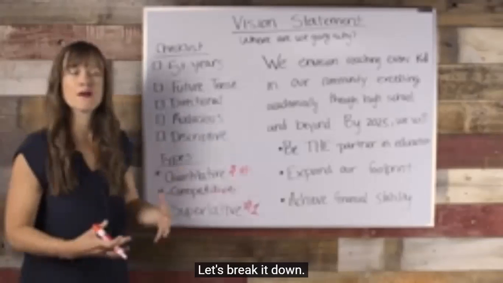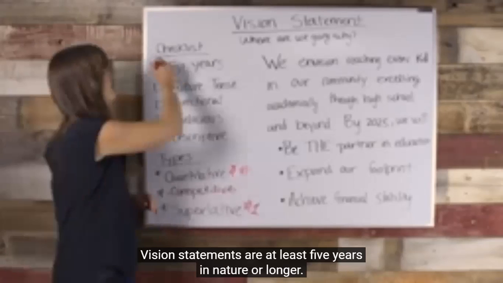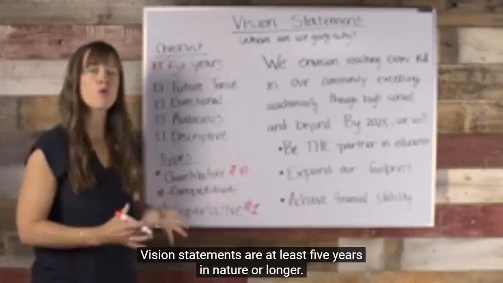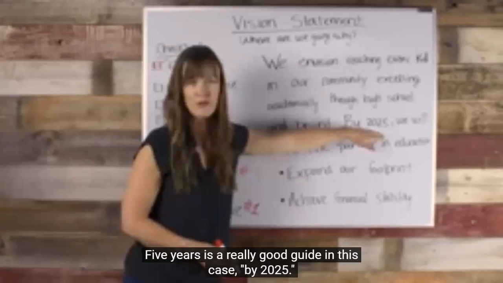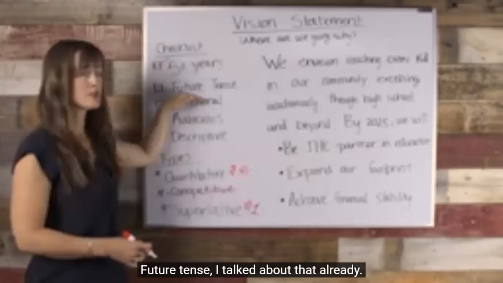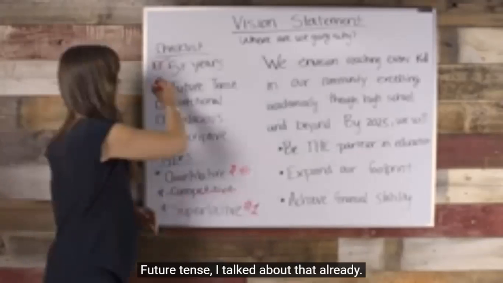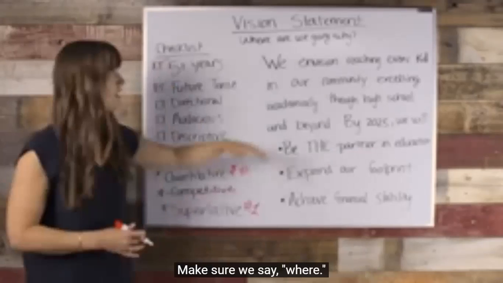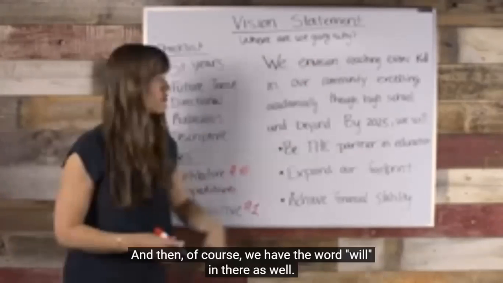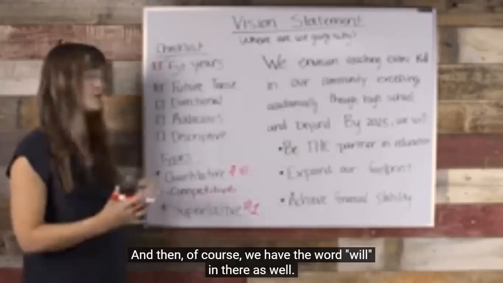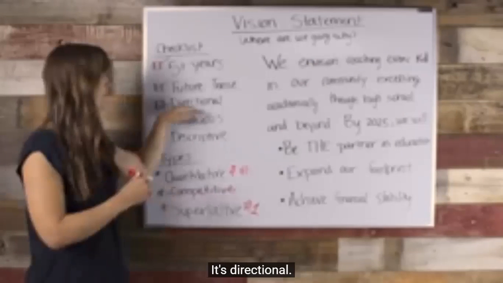Let's break it down. Vision statements are at least 5 years in nature or longer. 5 years is a really good guide. In this case, by 2025. Future tense, I talked about that already. Make sure we say where. I love "we envision." That's super future looking. And then of course we have the word "will" in there as well. So future tense verbs.